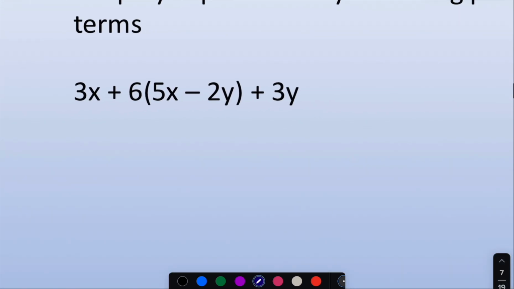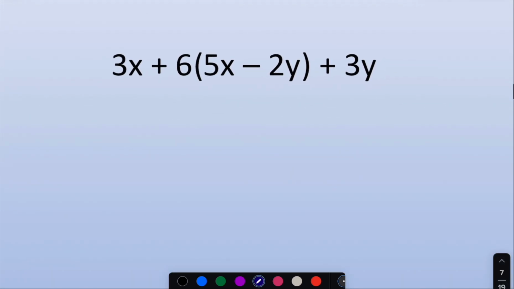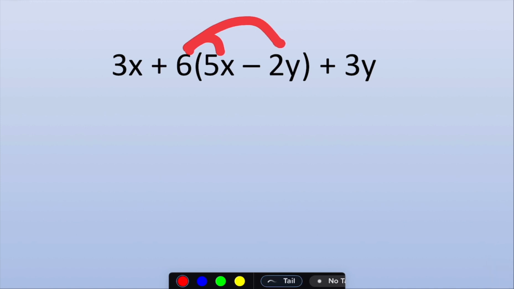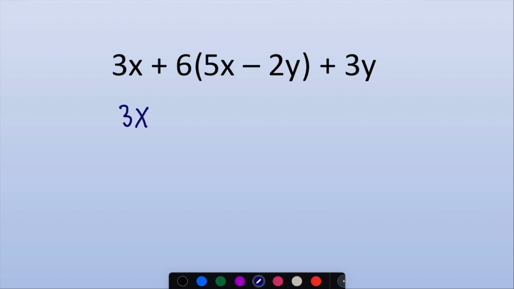Got it. Some more. Same thing, just a little more complicated than the last. The 6 is in front of these parentheses, so we're going to distribute that. We're going to leave these two pieces alone, and then we'll see if we have any like terms. Now, if I multiply the 6 by the 5x, I have 30x. 6 times -2y is -12y.